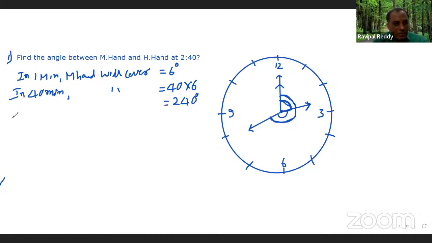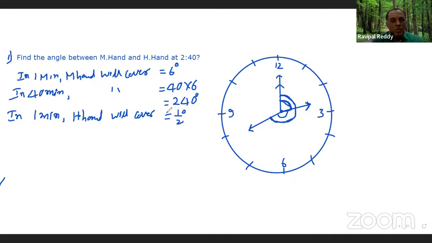So in 1 minute, how much will the hours hand cover? The hours hand covers 360 degrees in 12 hours, so in 1 minute, the hours hand will cover half a degree.